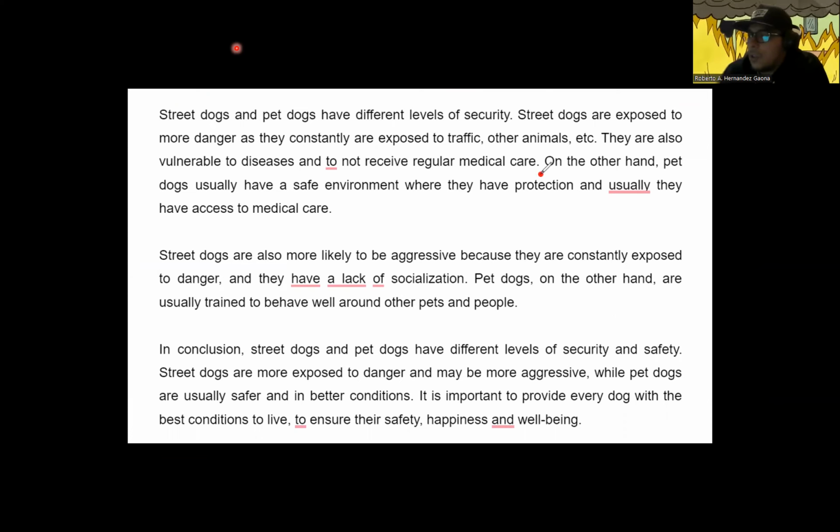Another thing is you also have to underline the transitions and connectors that you're using for compare and contrast. So like, for example, on the other hand, that would have to be underlined there. Let me check something else. Let's continue reading a little bit.